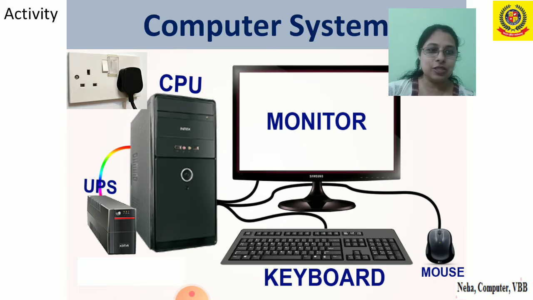Monitor screen just looks like a television, so we can see everything whatever we do in the computer system. Keyboard, how does it help? It helps in typing keys, right? Mouse helps us to click and select the different programs in it, right? So these are the computer system parts.